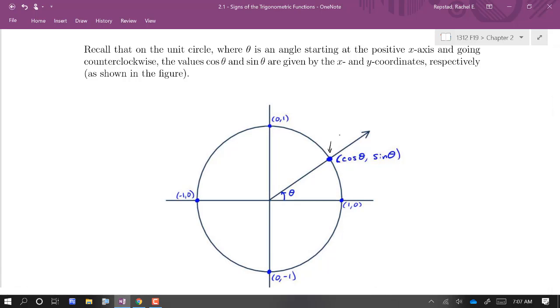And so just really quickly, we could see exactly why sine of 90 degrees is 1 and cosine of 90 degrees is 0. Sine of 180 degrees is 0. Cosine of 180 degrees is negative 1.